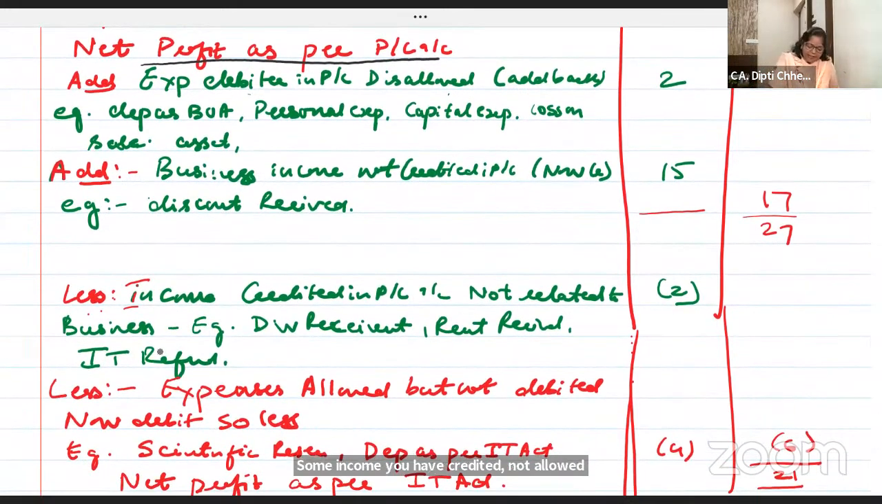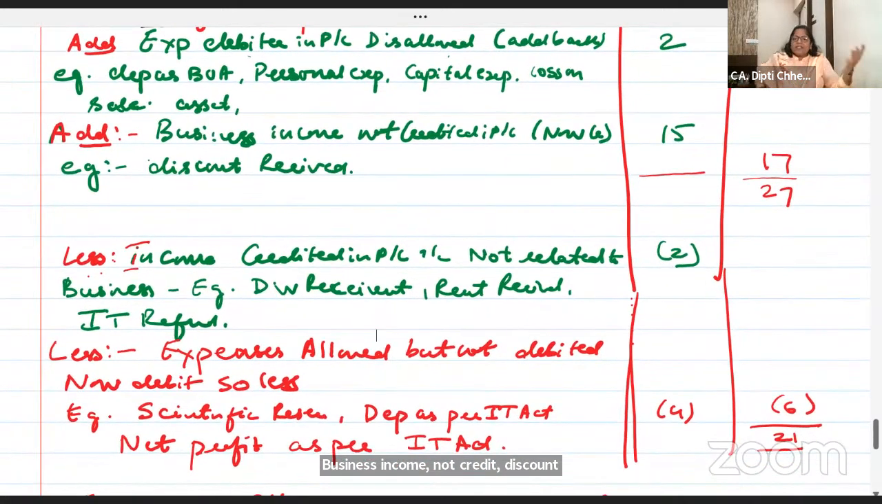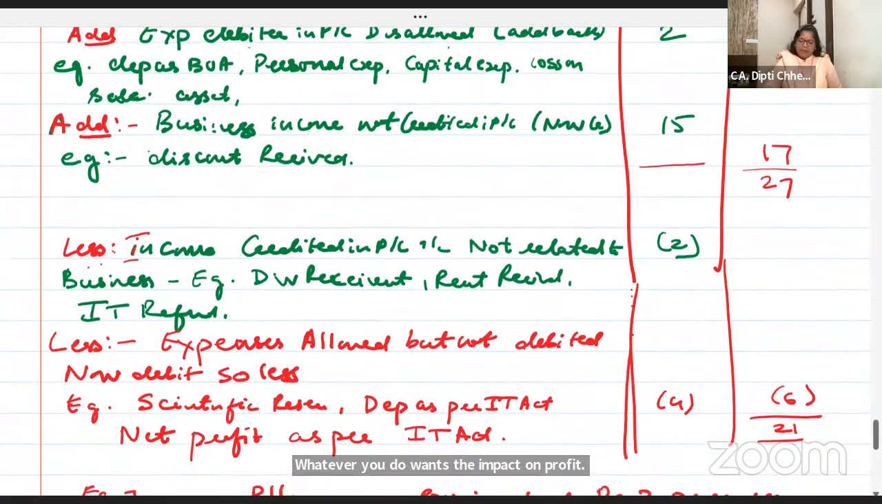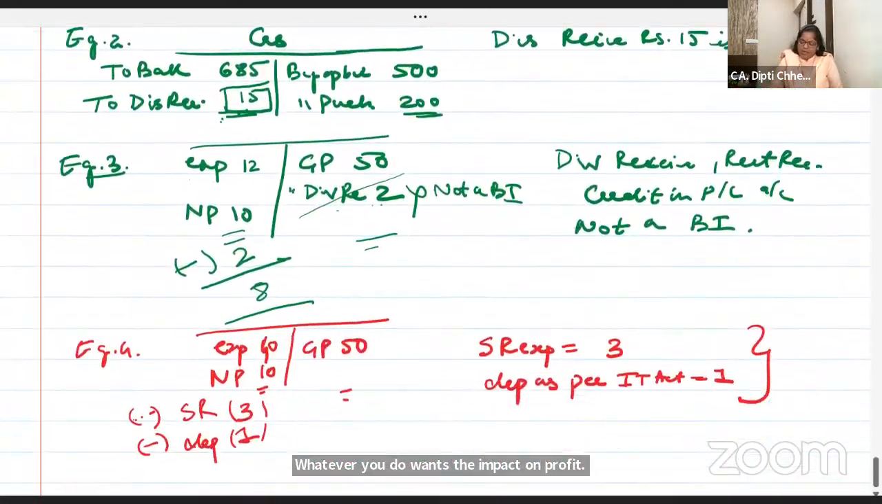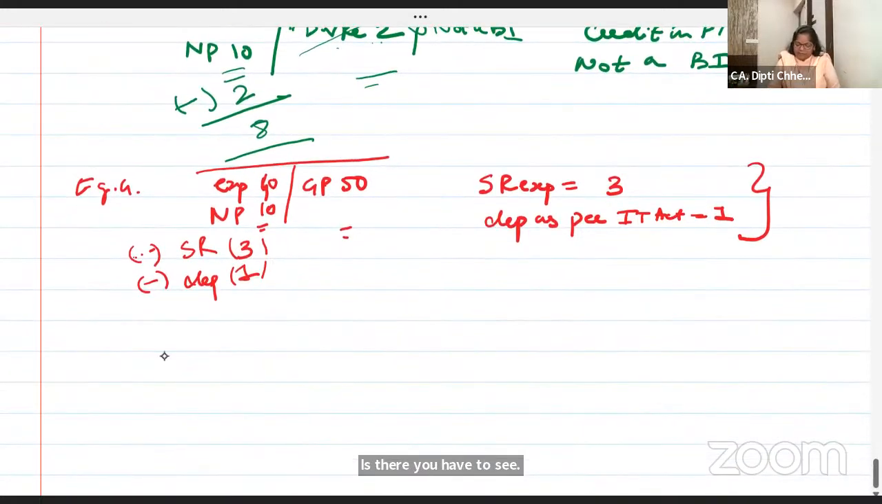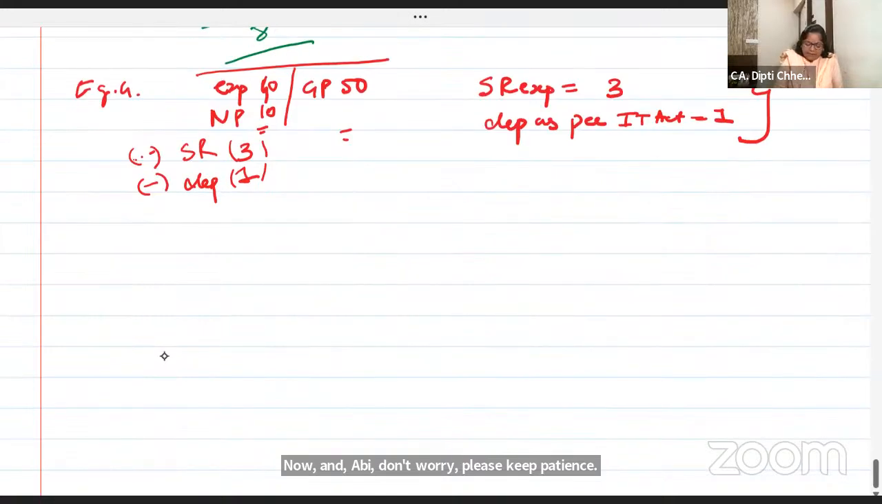These two are related, 1 and 1, these two are related. Business income not credited, discount received, credit. Expenses not debited, now debit, reduce. Whatever you do, what's the impact on profit is there, you have to see. Now, and Abhi, don't worry, please keep patience. When I apply this, no, it will be very clear. Example 5.